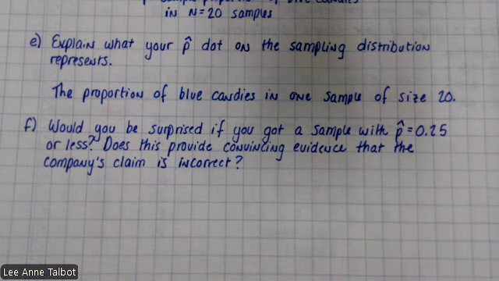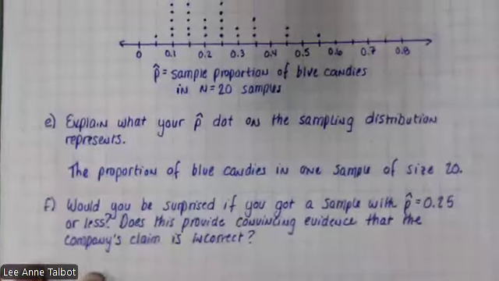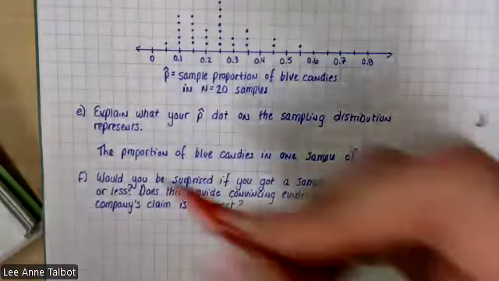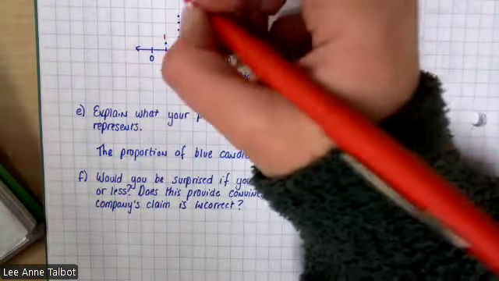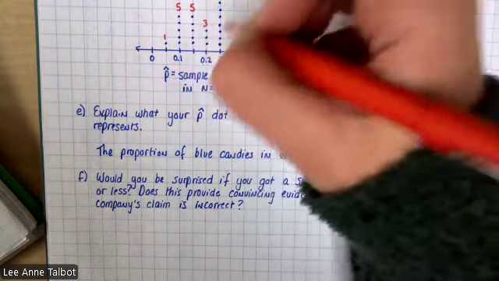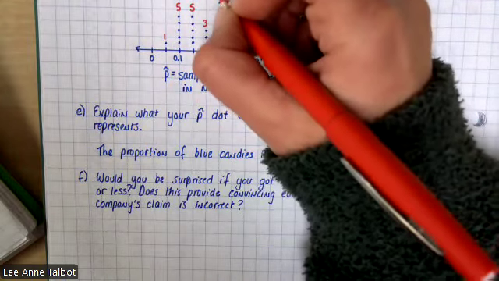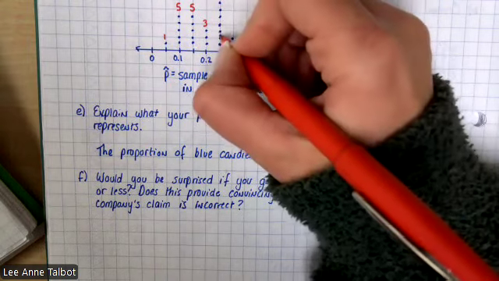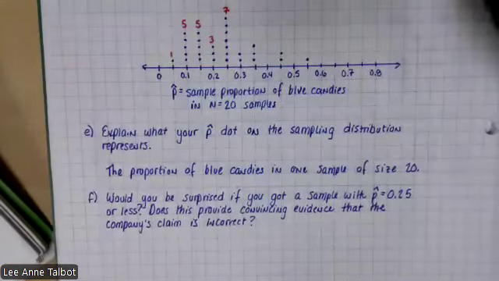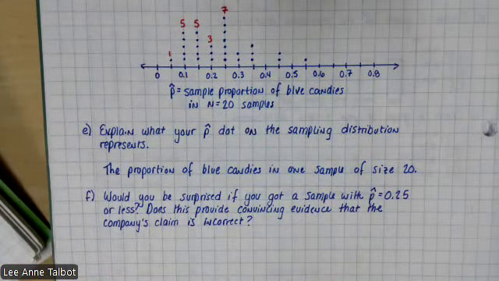Okay, so how are we gonna figure this out? We're going back up to the dot plot. We're going to count everything that's 0.25 or less. So this would be 1, 5, 5, 3, 7. Those are all the ones that are 0.25 or less, right?